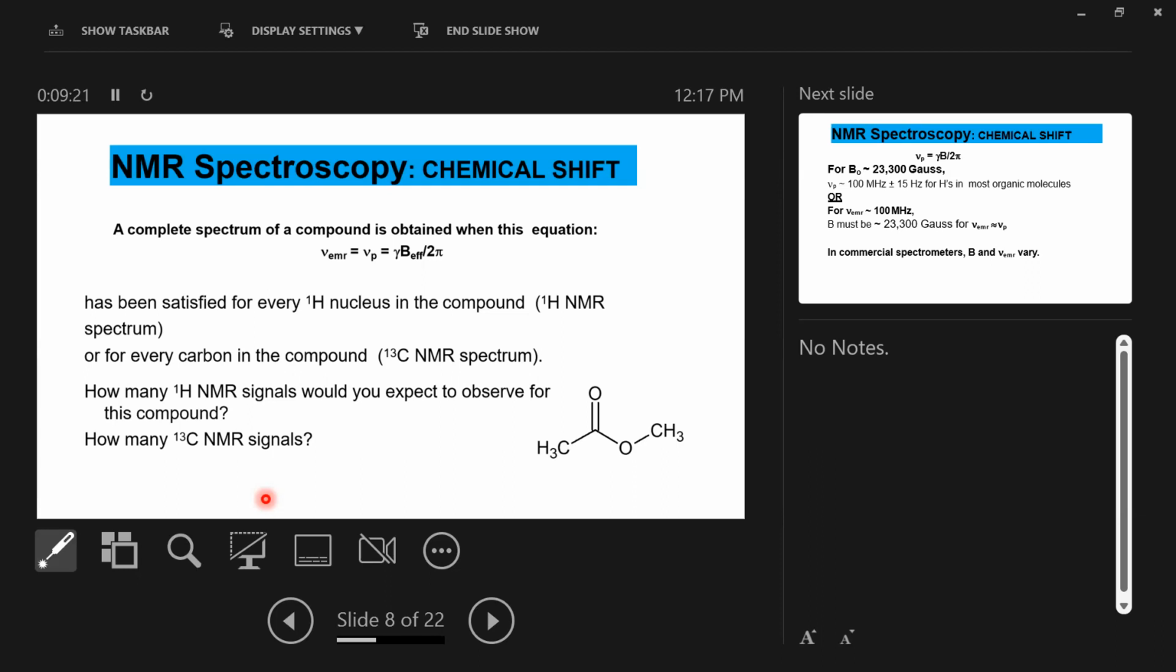Now, how many signals do you expect to observe for this compound? Meaning, how many environments are you anticipating to see for proton NMR? Can anybody tell me? All right, this is how you do it. When I say environment, what do you think I mean by environments? What's around it, right? So if we're talking about these protons right here, what's around these protons that I highlighted on the screen?